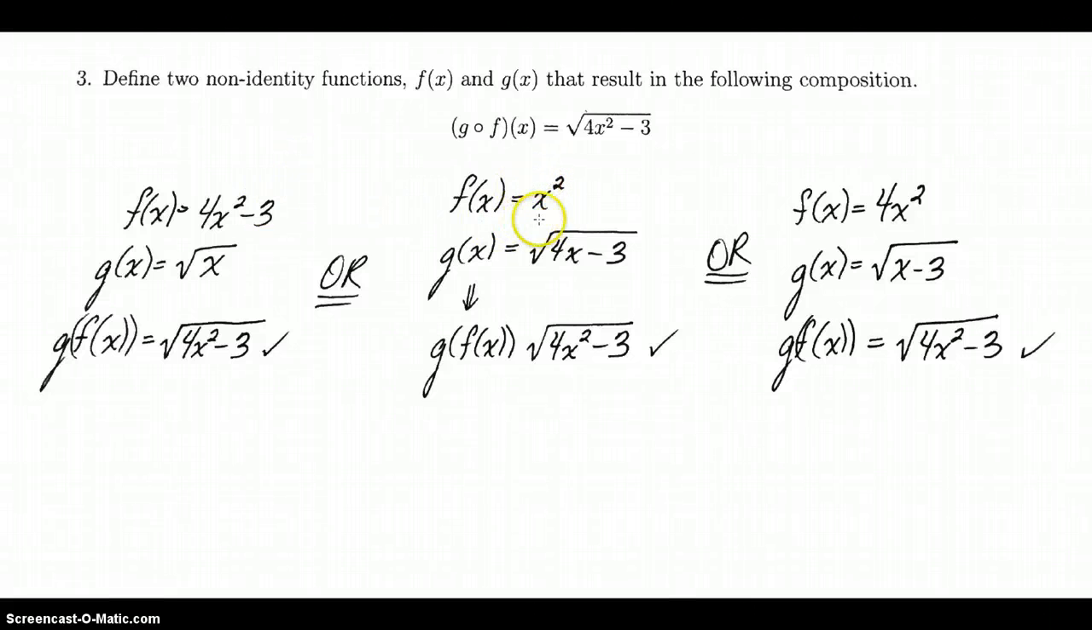And let's just take the middle one. If I let f of x be x squared, then whatever this f of x is, it's going to get plugged in for my g of x, and then I need to duplicate this function ultimately. So when I plug that x squared into x in g of x, I'll have 4x squared minus 3, which is what I should have. And notice that would be the same in any of these cases.